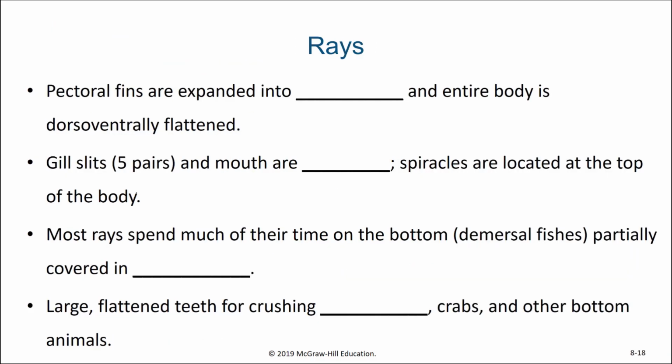The next type of chondrichthyan, or cartilaginous fish, we want to talk about are the rays. In some ways, they are similar to sharks in that their skeleton is made entirely of cartilage. However, their pectoral fins are expanded into wings, and their entire body is dorsoventrally flattened. Like sharks, they have gill slits and a mouth, and these are ventral, or on the bottom. And spiracles, which allow the intake of water, are located at the top of the body.